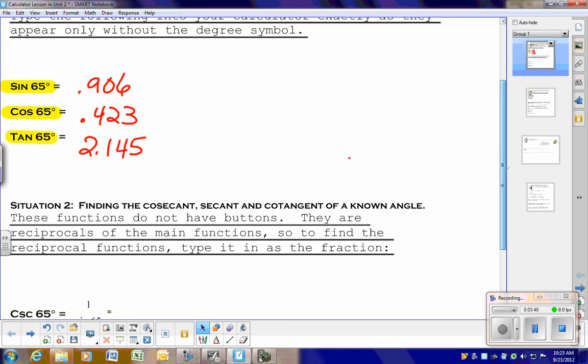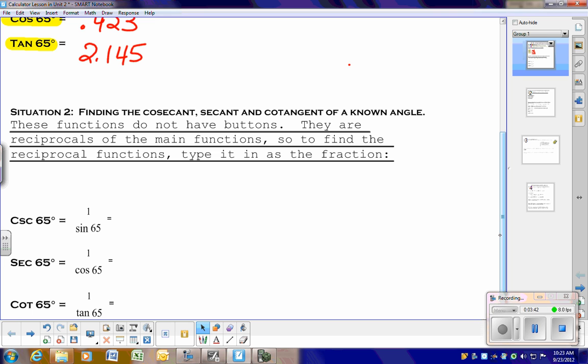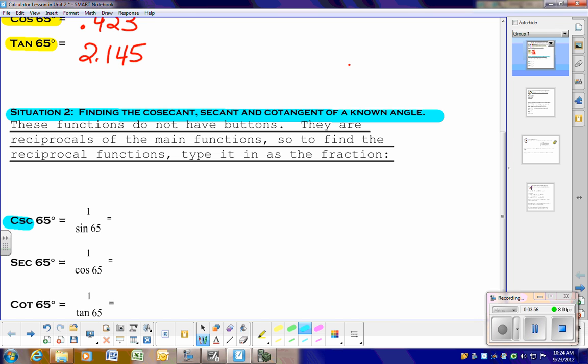Great. Moving on. Situation number 2 is finding the cosecant, secant, and cotangent of a known angle. Now this is a little bit different because there isn't a button that says cosecant, or secant, or cotangent. Those buttons are not on our calculators.